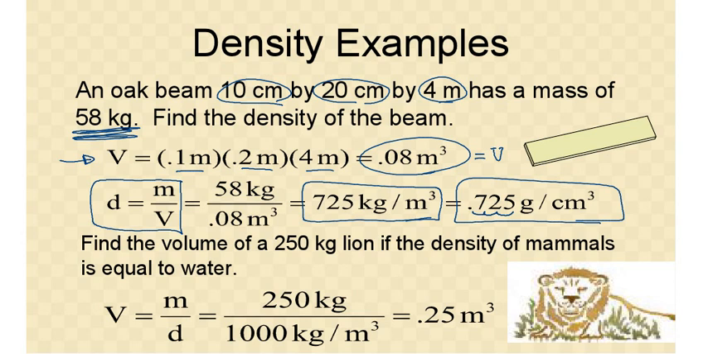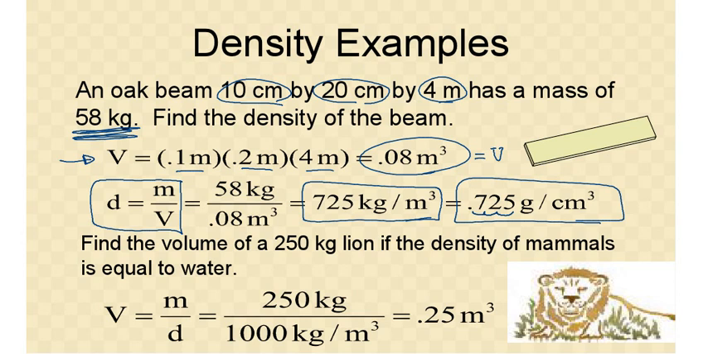So therefore, my board has a lower density than the water, and if I threw this board into water, it would float. Something that has a lower density than water will float. Something that has a heavier density will sink. So that's one direction this can go.